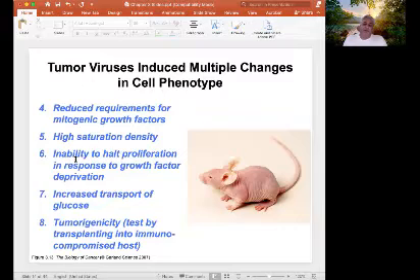Number 6, they have an inability to halt proliferation in response to the lack of growth factors, right? So most normal cells, if you take the growth factor away, they will stop dividing. These particular transformed cells, they may reduce the level of cell division, but they won't completely stop. So they continue to either generate their own growth factors or they become growth factor independent.